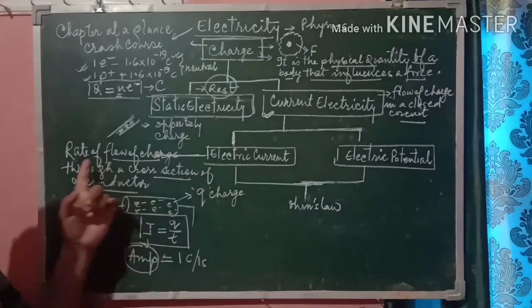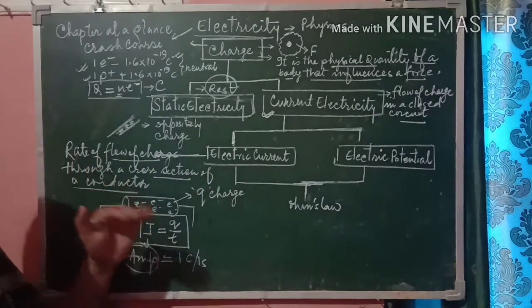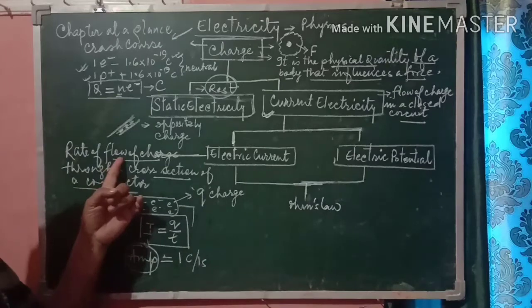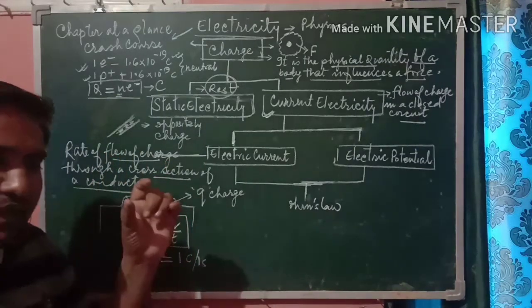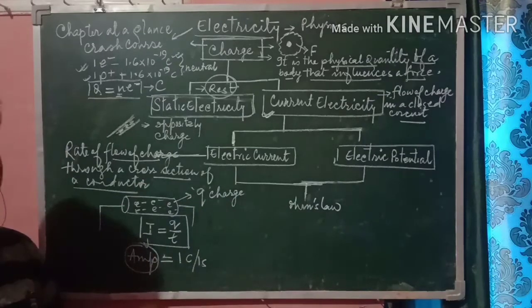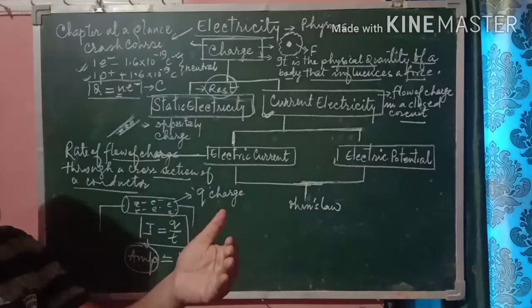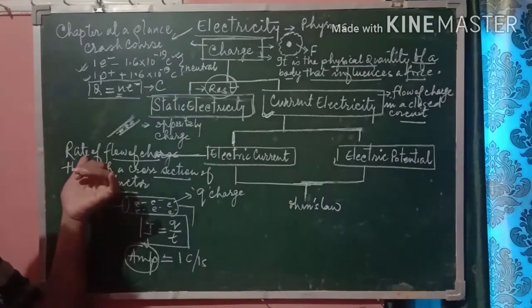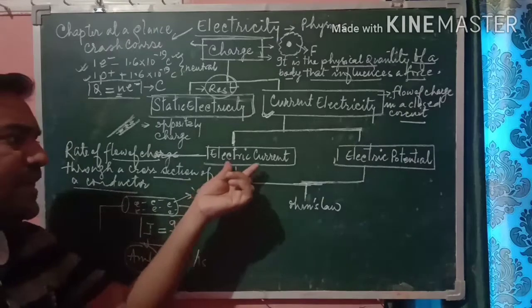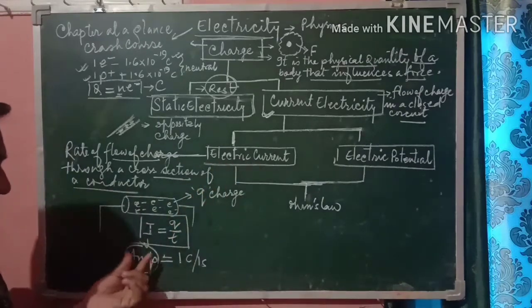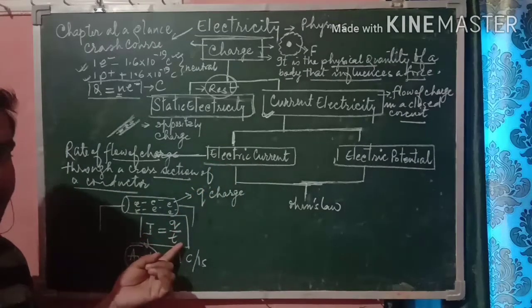Rate of flow of charge. Remember, another definition may be the amount of charge passing through a conductor per unit time. So when it is connected with per unit time, it is simply known as the rate. That's why the rate of flow of charge through a cross section of a conductor is termed the electric current. So electric current is equal to Q by T.